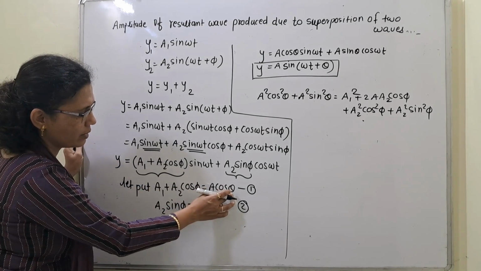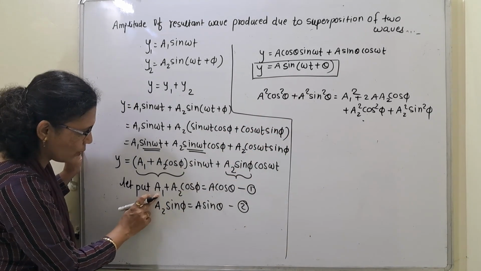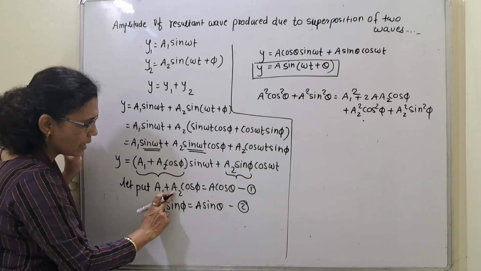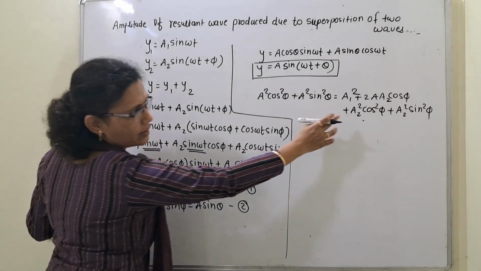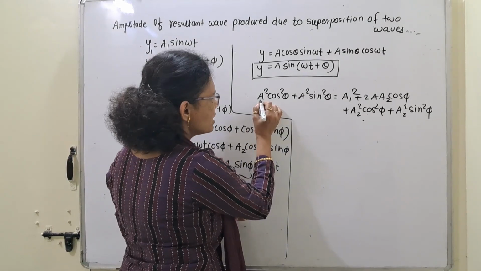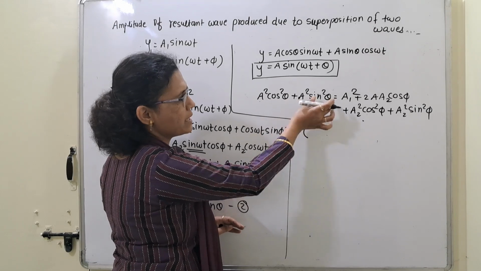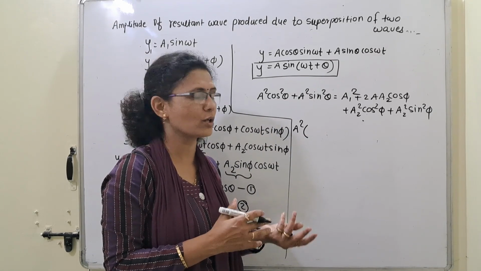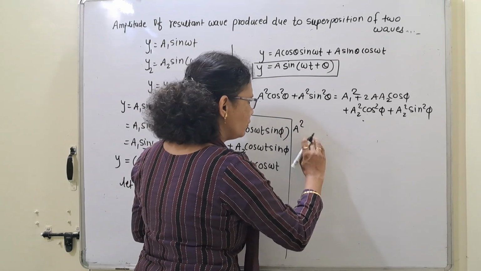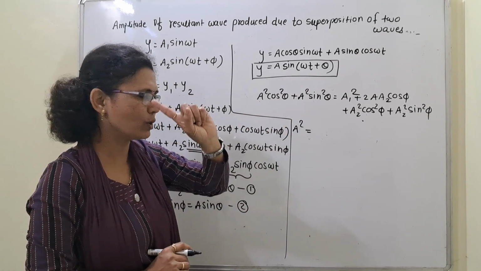a square cos square theta plus a square sin square theta is equal to a1 square plus 2a1 a2 cos square phi plus a2 square cos square phi, right? And square of this term will be a2 square sin square phi. Now this a square is common here. In bracket there will be only cos square theta plus sin square theta. And what is meant by cos square theta plus sin square theta? It is the identity, it having value 1. Therefore only the term will remain, that is a square.